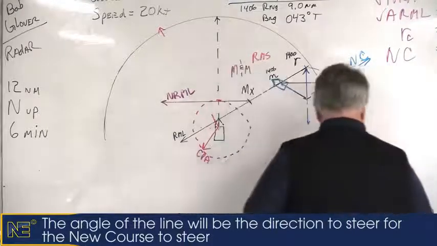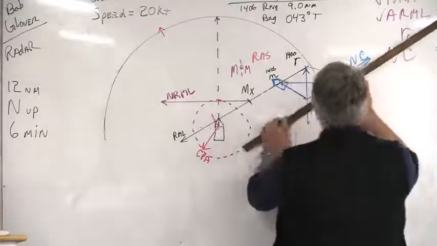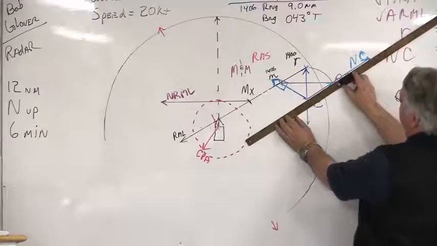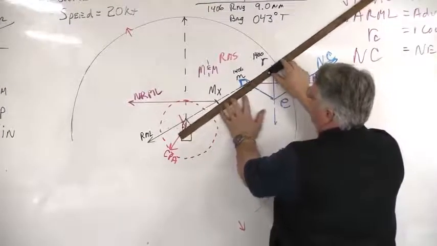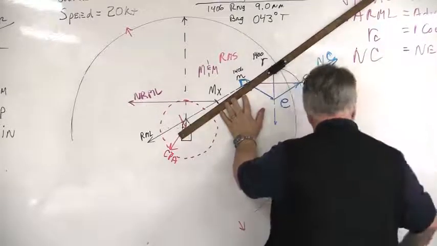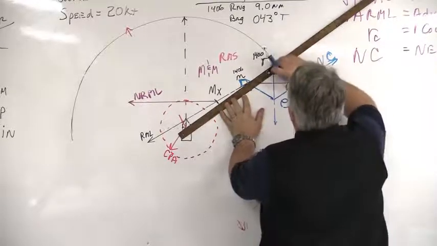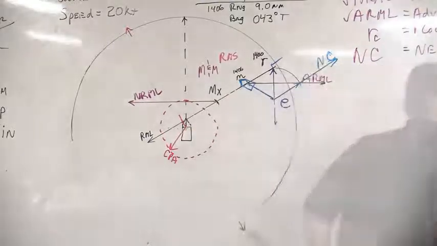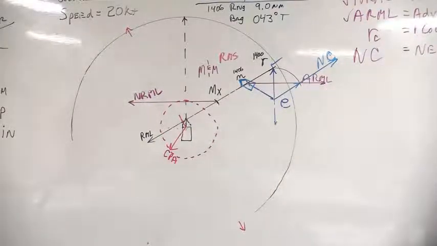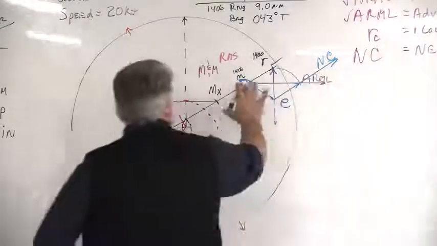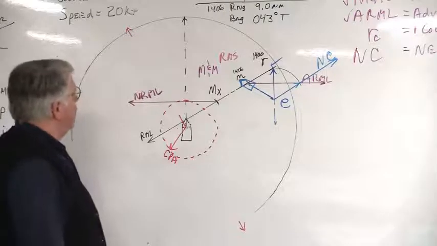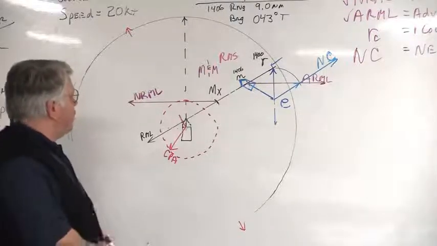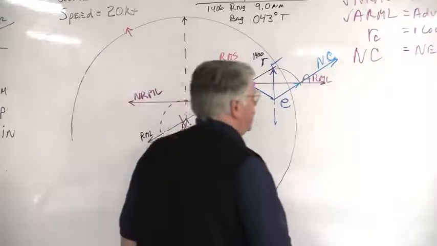And what we do is we take that angle and I just slide it back up to the center of the plotting sheet, and I go ahead and just put a mark up here, and I read what it is. It should be around 043 or 44, something like that. You can tell just graphically it's in that angle. So that's how we establish our new course to steer. It gives us the angle.